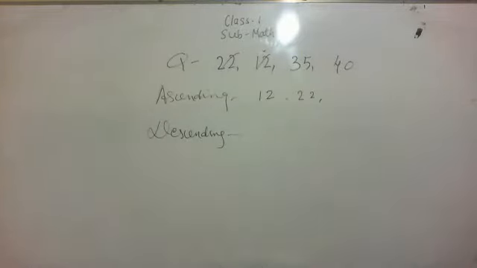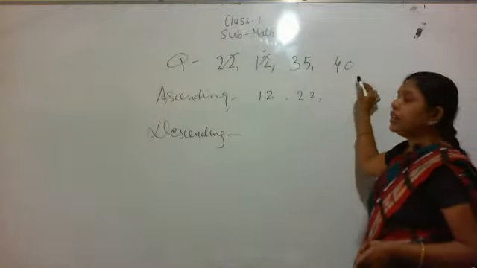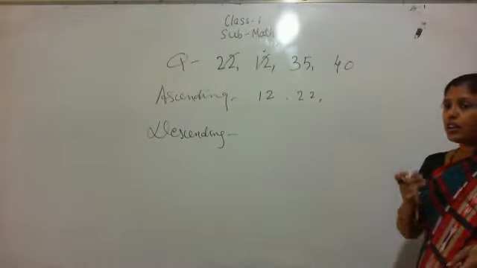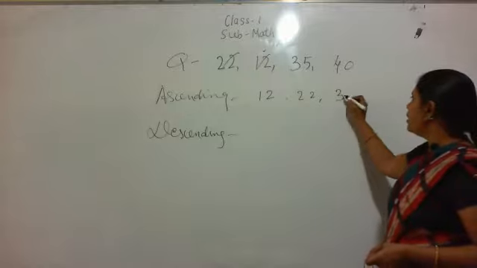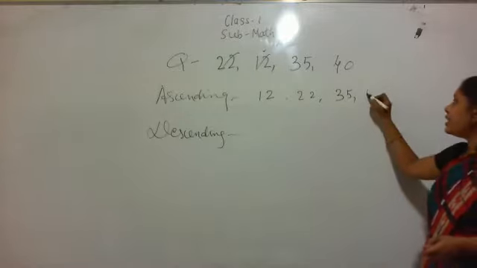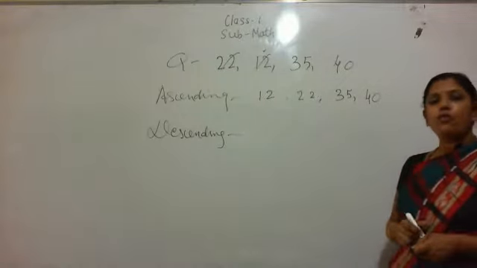Now let's find the next smaller number from the remaining: 35 and 40. Which is the smallest number? 35. Very good, 35 is smaller. And the last number that remains is the largest number, 40.